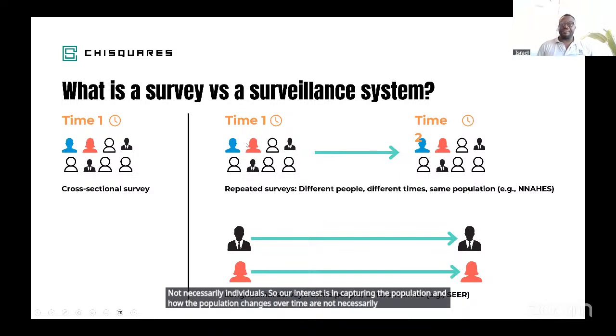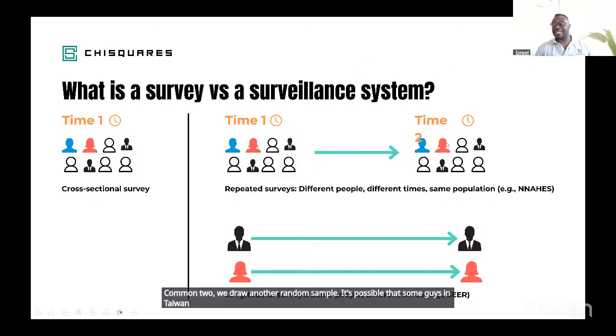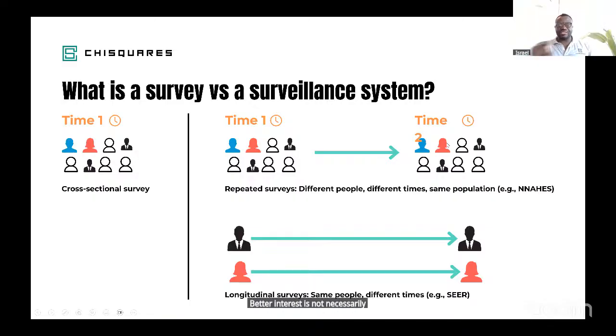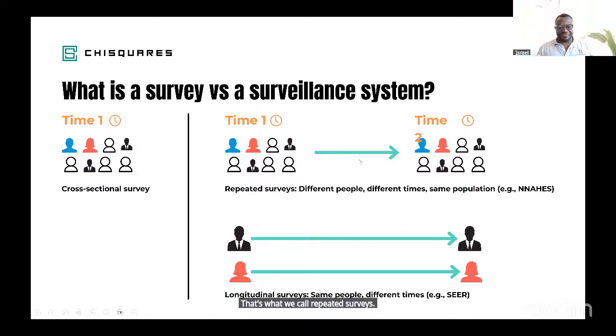So our interest is in capturing the population and how the population changes over time, and not necessarily individuals within the population. We come at time 1, we draw a random sample of the population. Come at time 2, we draw another random sample. It's possible that some individuals in time 1 may also be included in time 2. That's possible, but the interest is not necessarily in tracking individuals from time 1 to time 2. That's what we call repeated surveys. They sound the same, but they're very different.